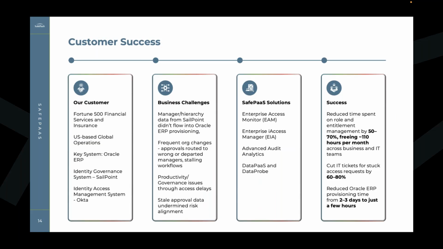So today they have reduced the time they spend on roles and entitlement management by 50 to 70%, and they've freed up at least 110 hours. I think it's a little bit more than that, but that's the minimum number that conservatively we have recorded across their main business unit here in the US, and now they're deploying that capability across Europe and Asia. So this number will continue to grow in terms of savings.